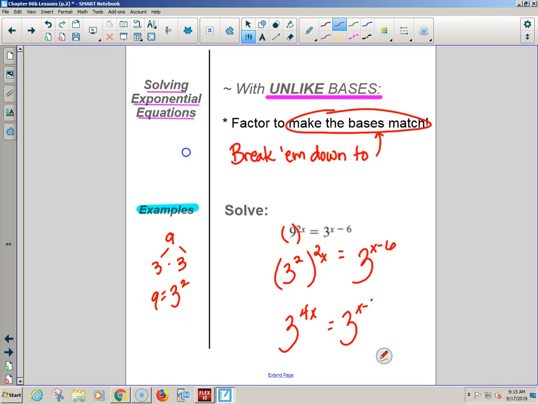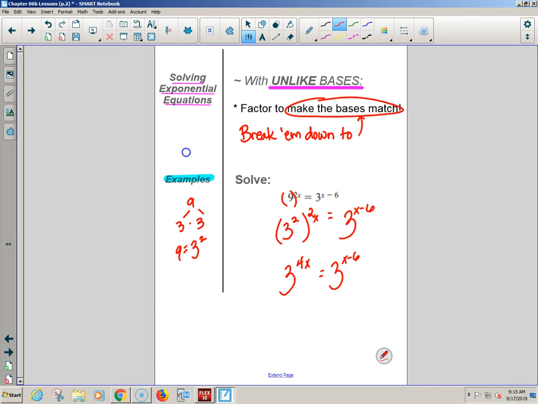Oh, come on, guys. This is the good part. Have we broken it down to make a match? So now what can we do with like bases? Ignore. So what do we have as our next statement? 4x equals 4. Ready, set.